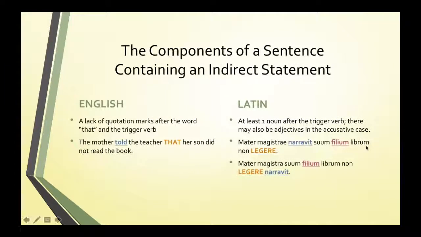In this part of the lesson, we will continue to look at the components of a sentence containing an indirect statement. In English, what will we see after the word that? You might recall that I explained that in English, the portion of the sentence that follows that, her son did not read the book, which I've placed in brackets, is really the direct object of the sentence. We know it's the direct object because when you ask the question what after the verb told, we can answer it by saying the mother told what? Her son did not read the book. This makes it the direct object.